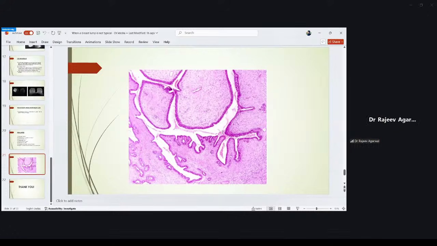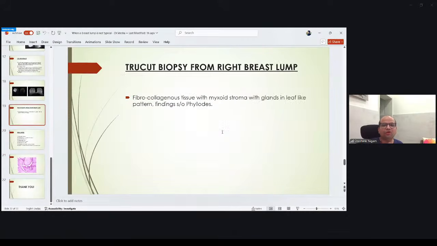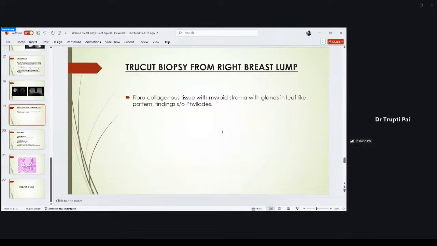Other experts, would Dr. Tripti want to say something on how difficult it is to differentiate a malignant phyllodes from a sarcoma of the breast? Yes, that is another thing.